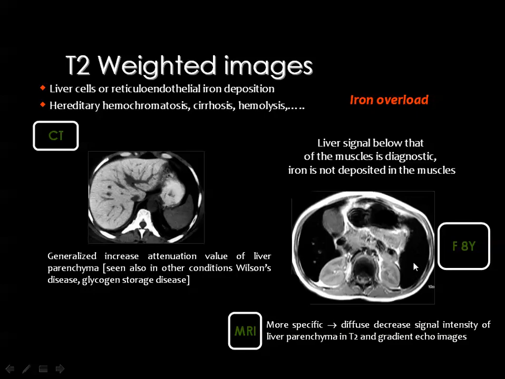And you see the very dark signal of both organs, and you know that the muscles are not involved by iron deposition. Then if the liver or the spleen or both are very dark compared to the signal of the muscle, you can assume the possibility of iron overload.